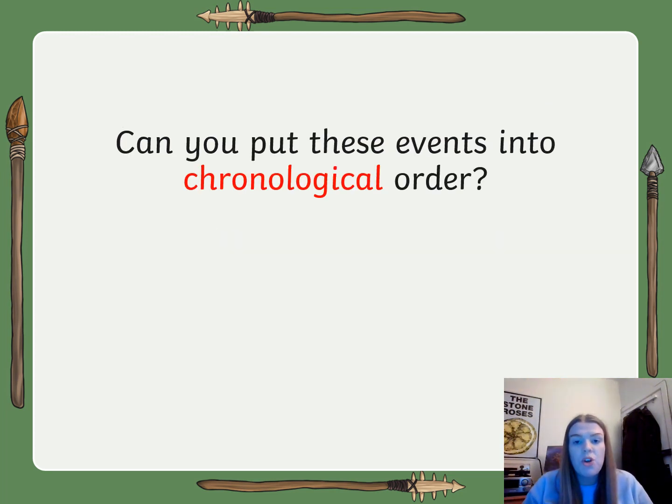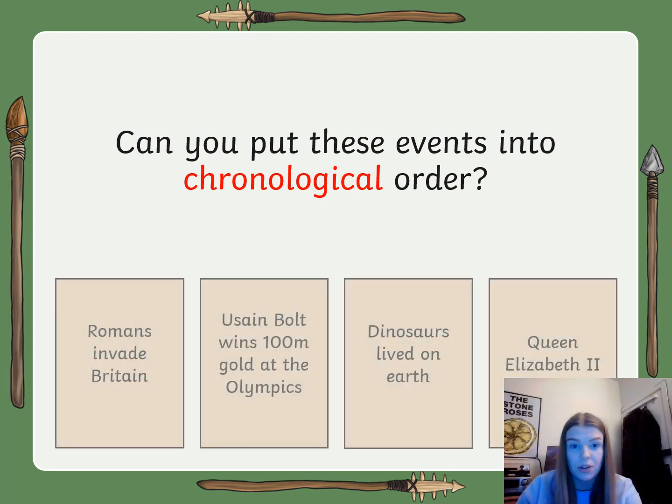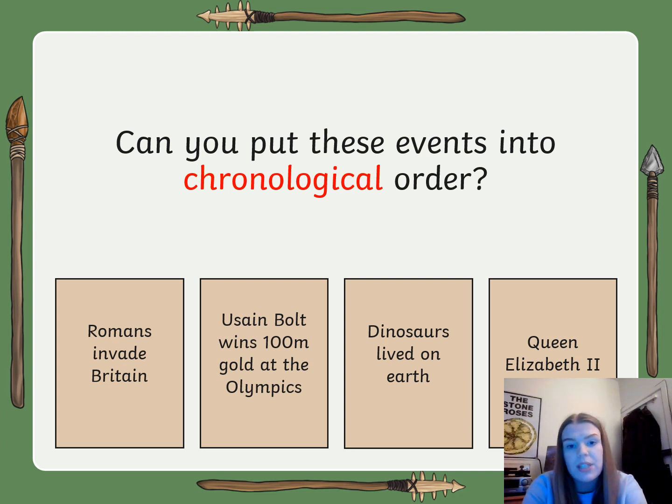Okay, so now we know what chronology is, my question to you is, can we put these events into chronological order? Okay, that word chronological is just like chronology in that it means putting them in the order that they happened. So we're going to look and decide, what is the first thing out of these that happened? Okay, let's look what they are first. So we've got Romans invade Britain, Usain Bolt wins the 100-meter gold at the Olympics, dinosaurs lived on the earth, and Queen Elizabeth II is born.